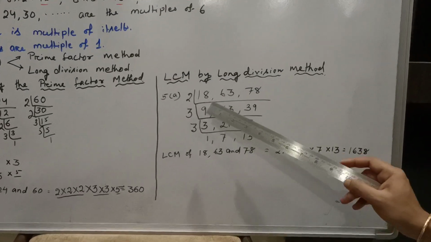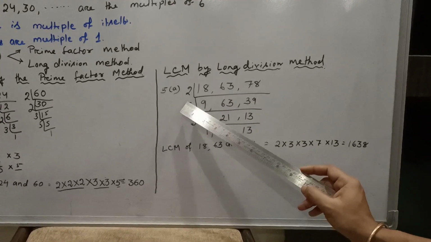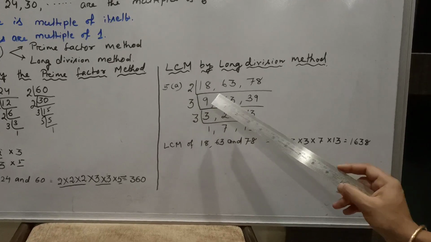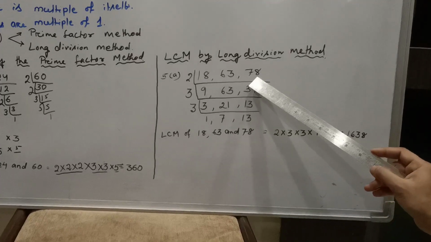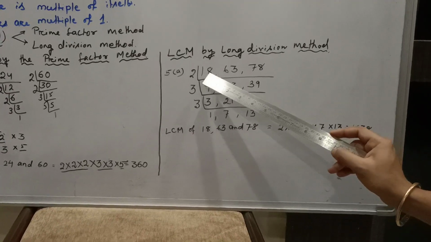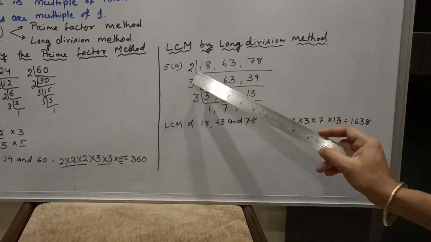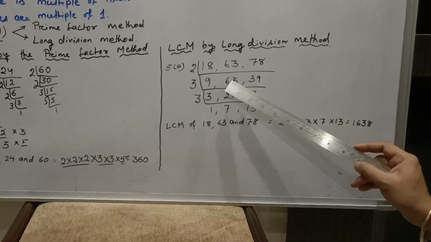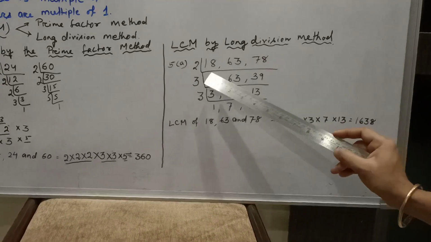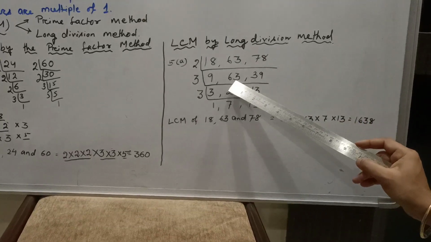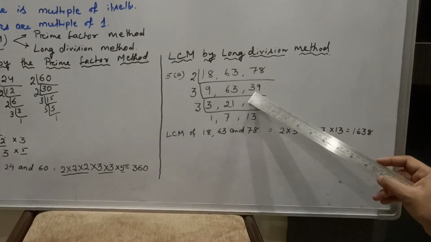In this method you take 3 numbers at a time. At least you take a number which is divisible by 2 numbers. Now 18, 63 and 78. Out of these 3 numbers, 18 and 78 are divisible by 2. So 2 divides 18 and 78. 18 divided by 2 is 9. 63 is not divisible by 2. So you write down 63 again. Then 78 divided by 2 is 39.